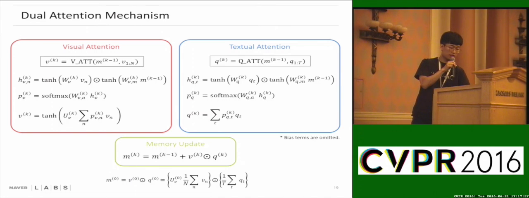After we obtain the context vectors, we update the memory vector using the context vectors by simple element-wise multiplication and addition. In this way, the memory vector keeps track of all the visual and textual information that has been added so far. This process is repeated for several steps to attend to different parts as well as enhance the attention quality.